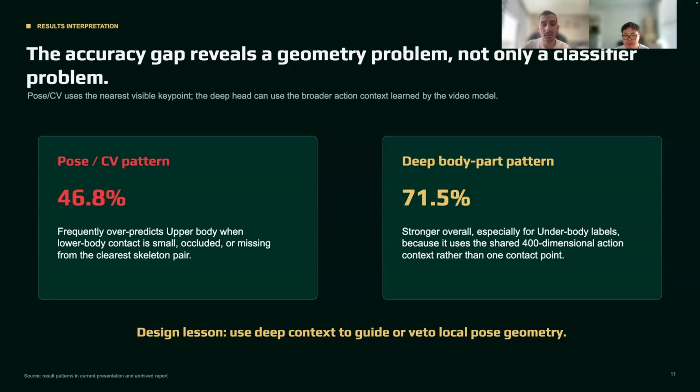The design lesson is to combine two methods. The deep head can guide, validate, or veto the pose-based contact box. For example, if pose predicts an upper body box, but the deep model strongly predicts lower body, the system can search another player pair, another frame, or another replay.